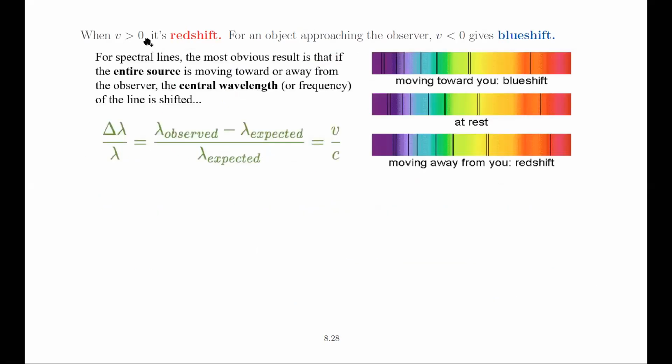When v is bigger than 0, astronomers define that as moving away. That's what we call redshift, for longer wavelengths. And if it's approaching, we use a negative velocity, and that gives a blueshift to shorter wavelengths. When we're looking at lines in a spectrum, it's not just one line, it's the entire set of features in the spectrum that get shifted either towards the blue if it's moving towards you, or red if it's moving away from you. This equation is just another way of saying the same thing.